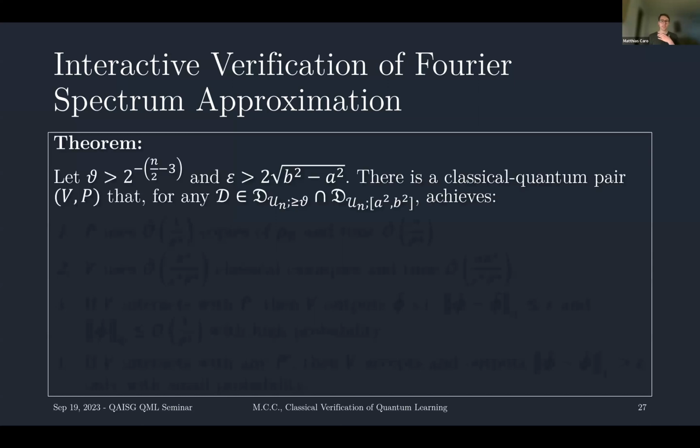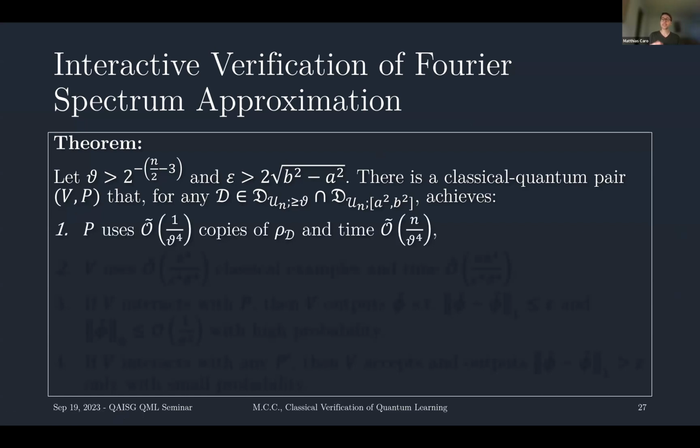Let me start with some assumptions. So this theta must not be exponentially small, epsilon must be bigger than 2 squared b squared minus a squared. And we assume that the unknown distribution has this no small non-zero Fourier coefficients and the bounded L2 bias properties. Technical assumptions out of the way, now I can tell you about the result. So what we show is that there exists a pair of a classical verifier V and a quantum prover P that achieves the following. So first off, the prover is efficient.